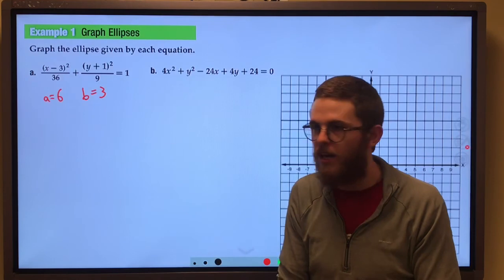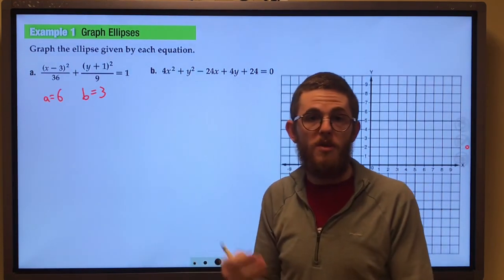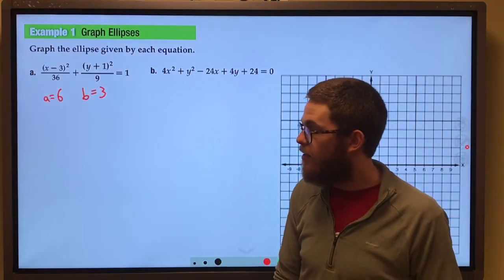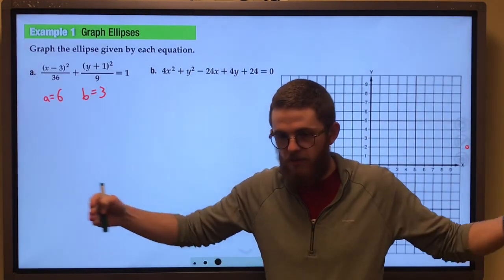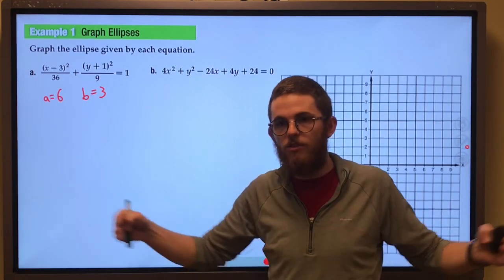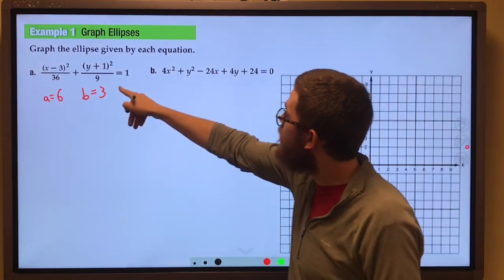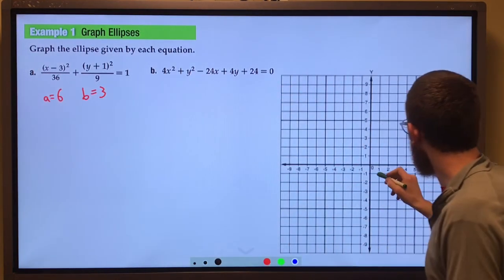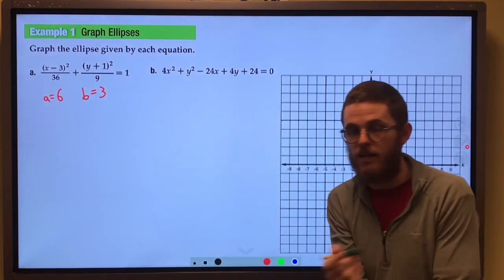What I really should have said is that notice that the A value is underneath the term with X, meaning that the A value, which makes the major axis, is affecting the X values. So this is going to have a horizontal major axis. So we have our center point. Our center point would have to be 3, -1. We can see that from the H and the K.